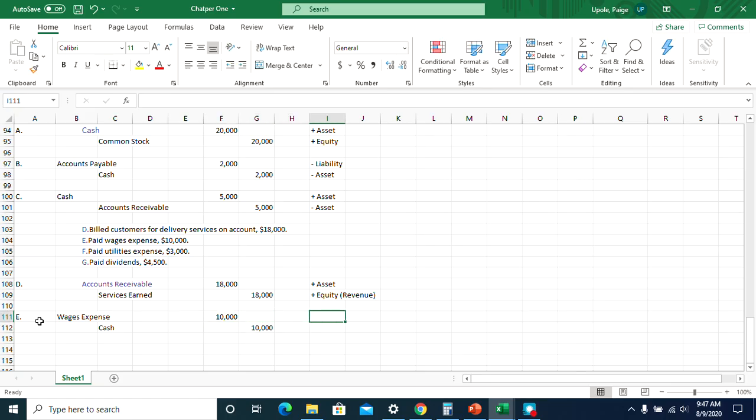What's happening here? Well, I am decreasing equity, right? Because equity normally has a credit balance, so I debit it and I'm decreasing it in the form of an expense. Revenue increases equity, expenses decrease equity. And then I also decreased an asset because I needed to pay the cash for the wages.